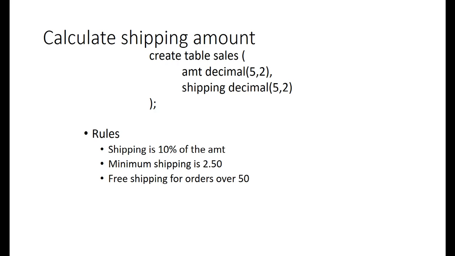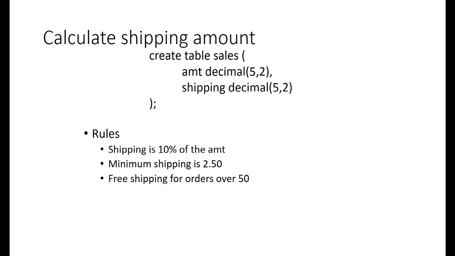But if they buy something really cheap, maybe it's a little plastic whistle for 60 cents, we're going to lose money sending it to them. So we're going to have a minimum price. The minimum shipping is $2.50. No matter how low it is, no matter what we calculate as 10%, they're going to get charged at least $2.50. But if they order something really big, like it's more than $50, we'll give them free shipping.